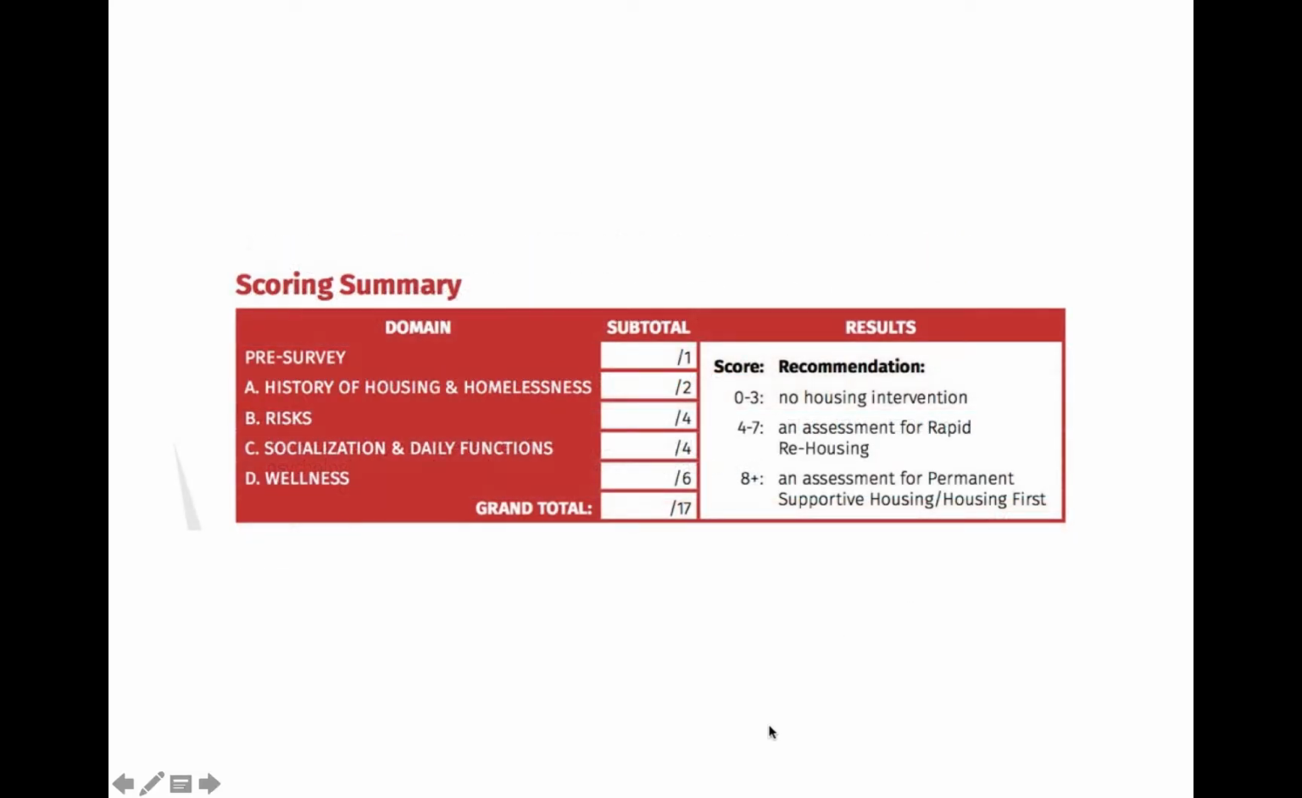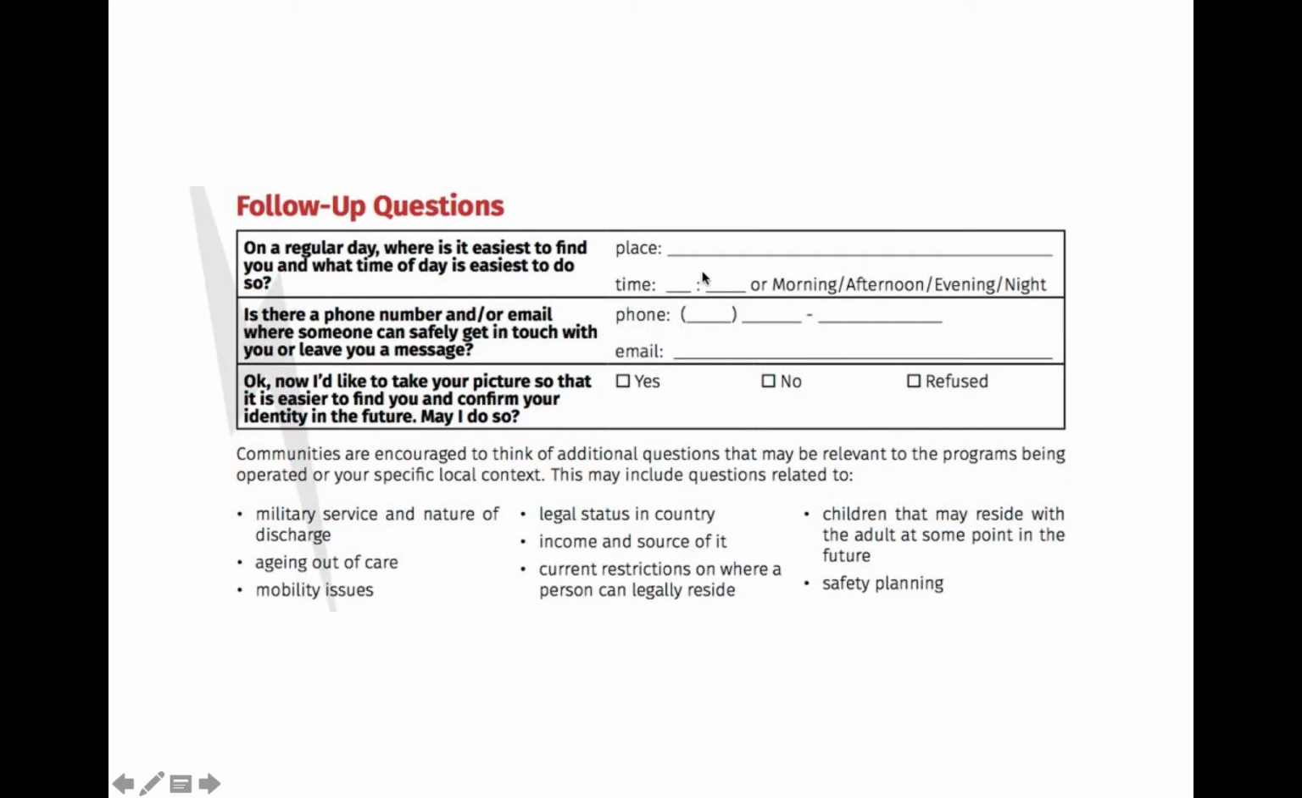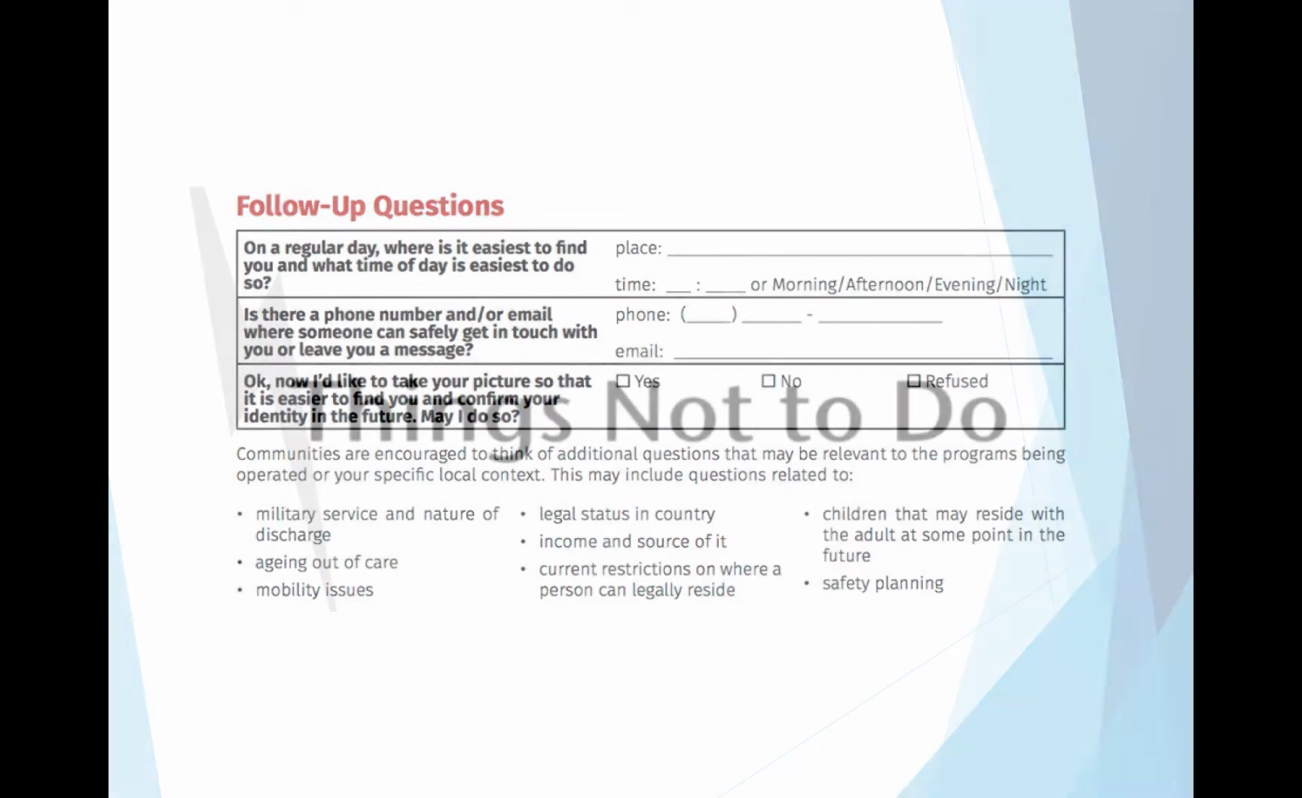Okay, and then again, this would categorize it, and again, 0 to 3 would be no housing intervention, 4 to 7 for rapid, and then 8+ for permanent supportive housing. The HMIS scores this for you, so just stick your scores in there and you won't need to worry about this. There's follow-up questions on the paper forms that may help you contact them. This is not in HMIS.